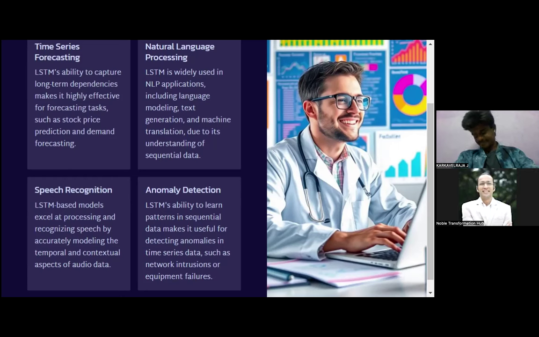Anomaly detection, again: LSTM's ability to learn patterns in sequential data makes it useful for detecting anomalies in time series data, such as network intrusions or equipment failure. It will know the past behavior and how it has happened, and there's a possibility that the anomaly might happen again because of these patterns in the sequential data. This is how it is a very powerful tool. It can be applied to n number of industries where you have scope for these four things. Let's move to the other section.